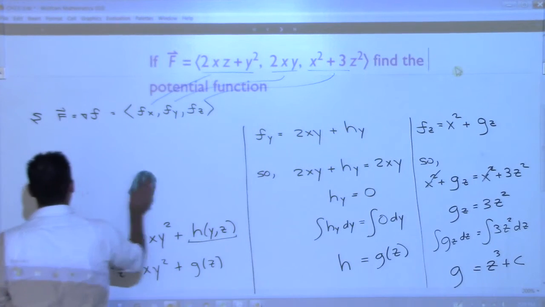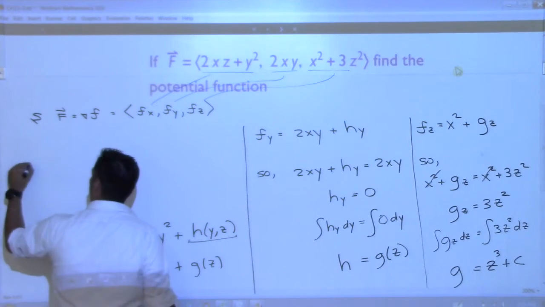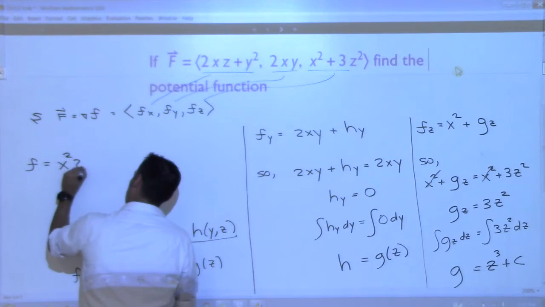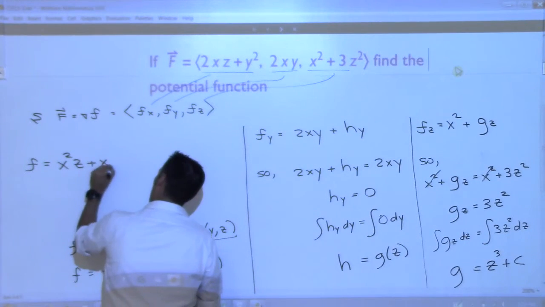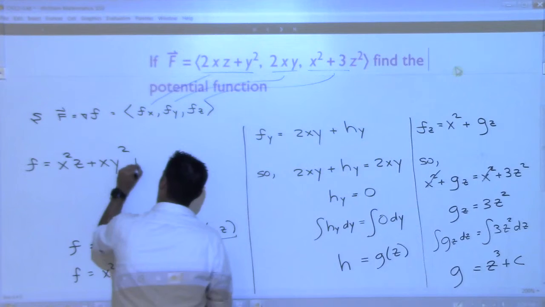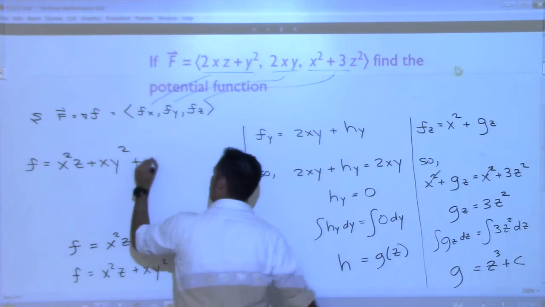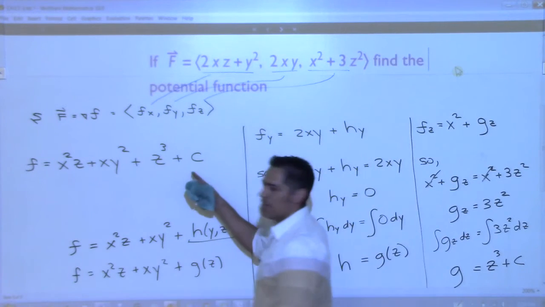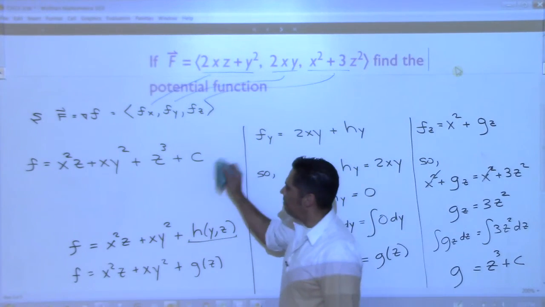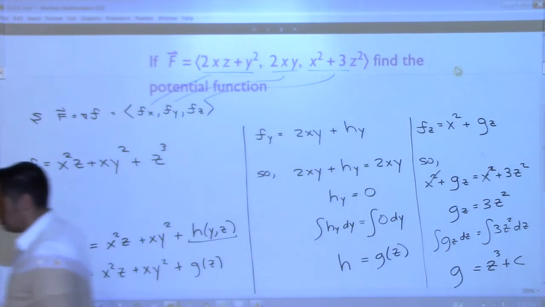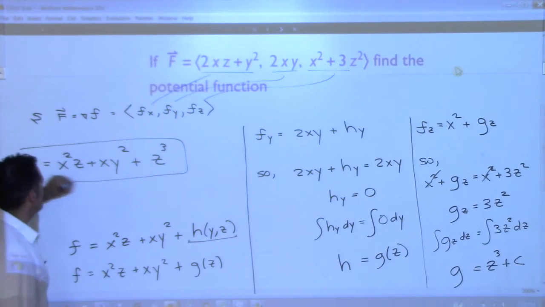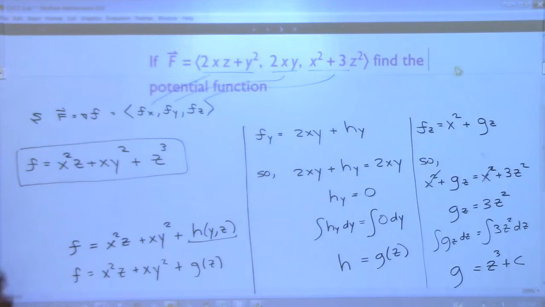We have our candidate for little f: x squared z plus xy squared plus g of z, which we believe to be z cubed plus a constant. Now that constant could be any constant. I don't care which constant it is. Let's just make it 0. So there it is. We believe that this is the what function? Potential function. And we can check it, can't we?